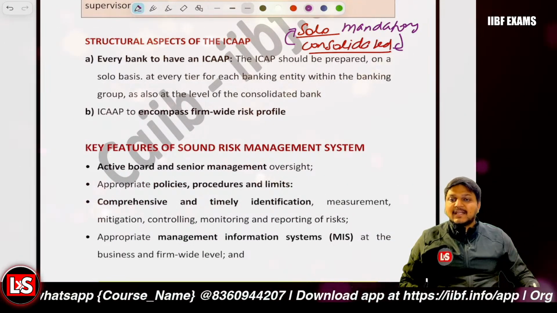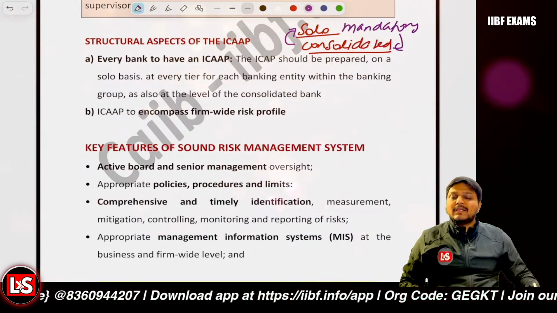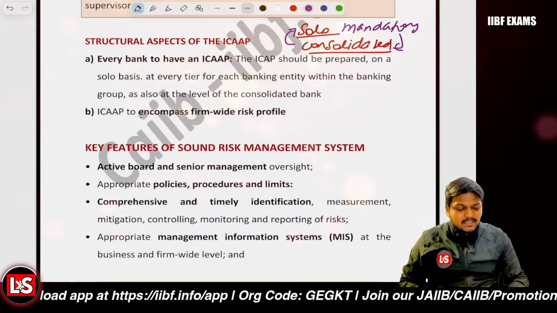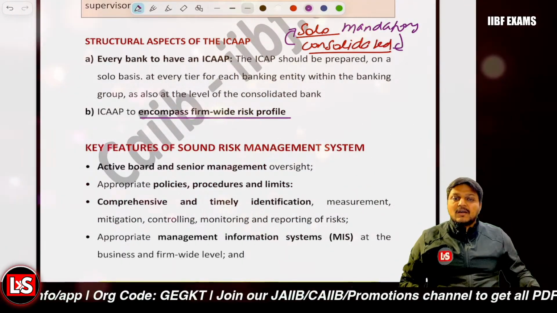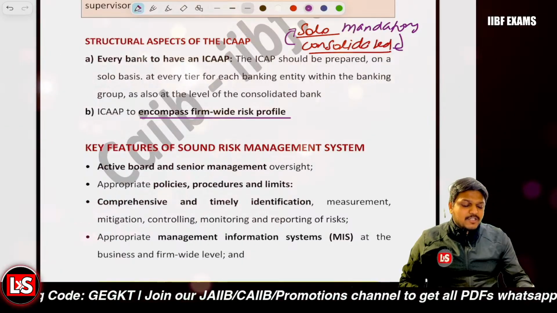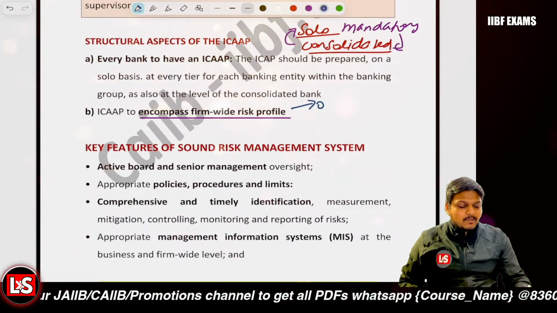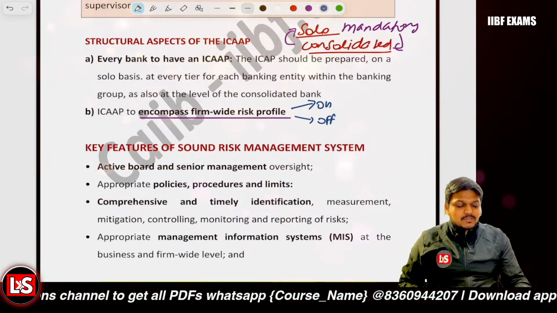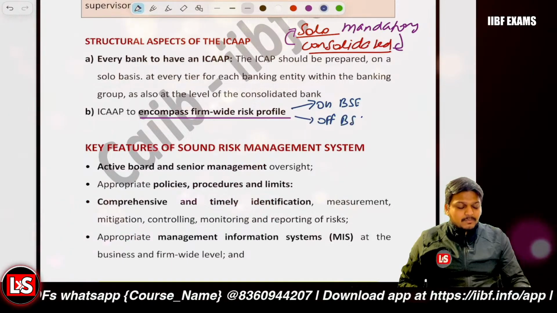And it basically should be available firm-wide. So all the risks in the different business lines should be covered. And further, all the on-balance sheet exposures and off-balance sheet exposures must be covered. So whether we are talking about the on-balance sheet exposure or off-balance sheet exposures, right? Those must be covered.